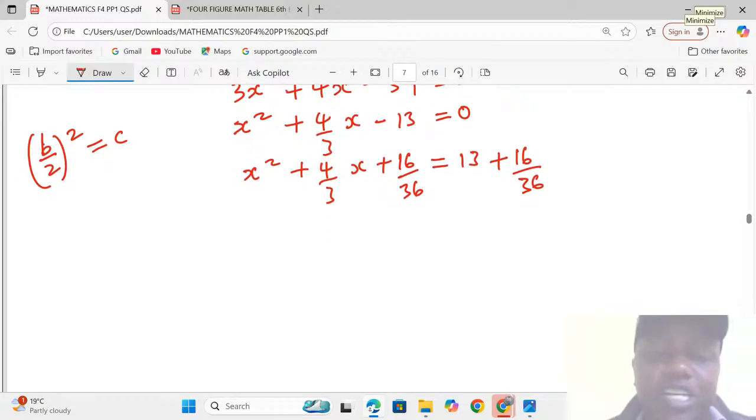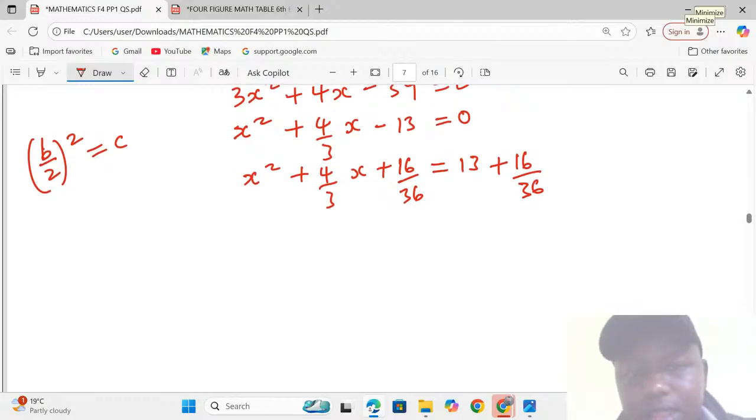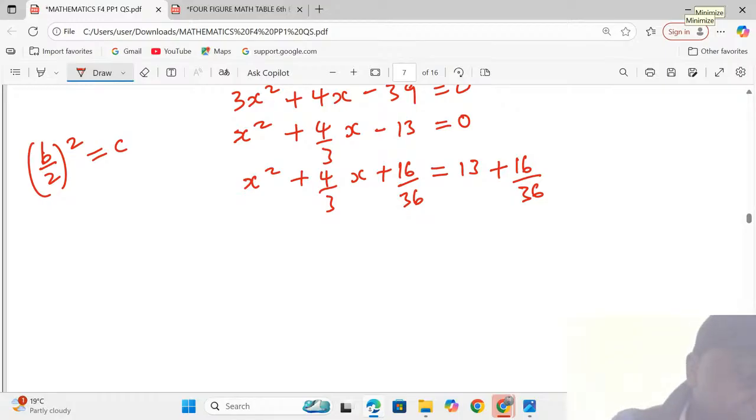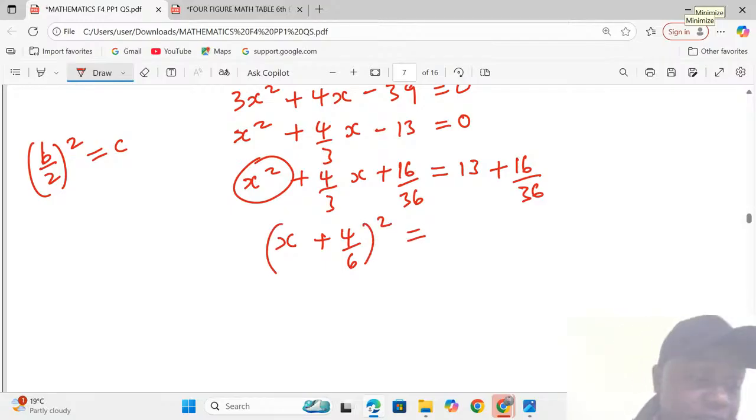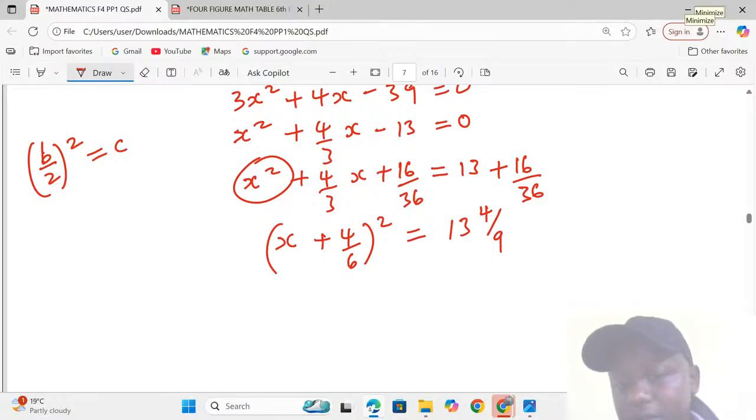So now we can factorize the left hand side. To factorize a perfect square, we just take the square root of this one, which is x, the sign that follows, then the square root of the constant, which is 4 over 6, squared equals to, the perfect square is already factorized. This is equals to 13 plus 16 out of 36. Here I'm getting 13 and 4 over 9.